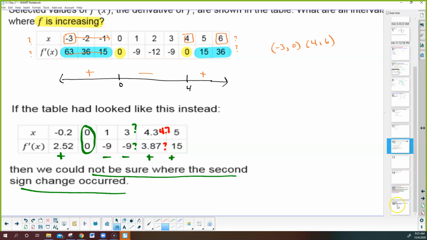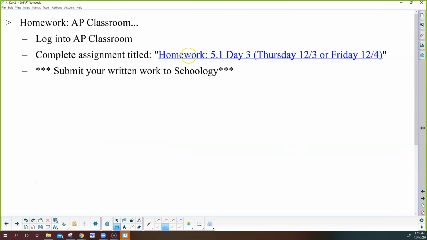All right. So homework tonight, this is where it's mislabeled. If your homework tonight is on AP Classroom, it officially says quiz 5.1. It shouldn't have said that, but it does. Show your work and submit that written work to Schoology. I'll be in my office hours today from 1 to 2. If you guys have any questions, please stop on by. I can help you with calculator stuff or anything else.